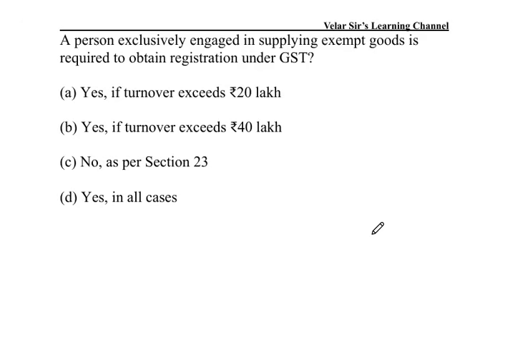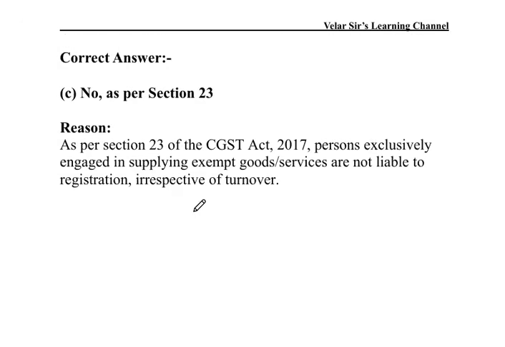The next MCQ is given. A person exclusively engaged in supplying exempt goods is required to obtain registration under GST. First option is if the turnover exceeds 20 lakhs. Second option is if the turnover exceeds 40 lakhs. Third option, no, as per section 23. And fourth option is yes in all the cases. The right answer is no, as per section 23. Reason is given: as per section 23 of the CGST Act 2017, a person exclusively engaged in supplying exempt goods or services is not liable to registration irrespective of turnover.